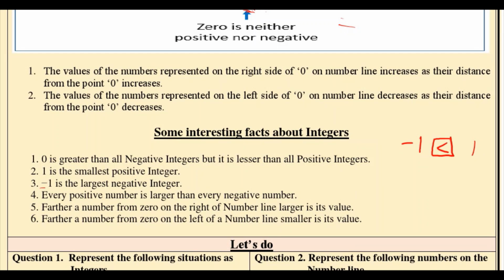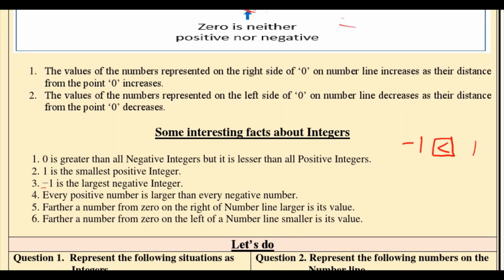The farther a number is from 0 on the right of the number line, the larger is its value, as I have told you. If you take 1, it is larger than 0. If you take 2, then it will be larger than 1 and 0, and so on. Now, the farther a number is from 0 on the left of the number line, the smaller is its value. So minus 1 is smaller than 0, minus 2 is smaller than minus 1 and also than 0, and it keeps going on like that.